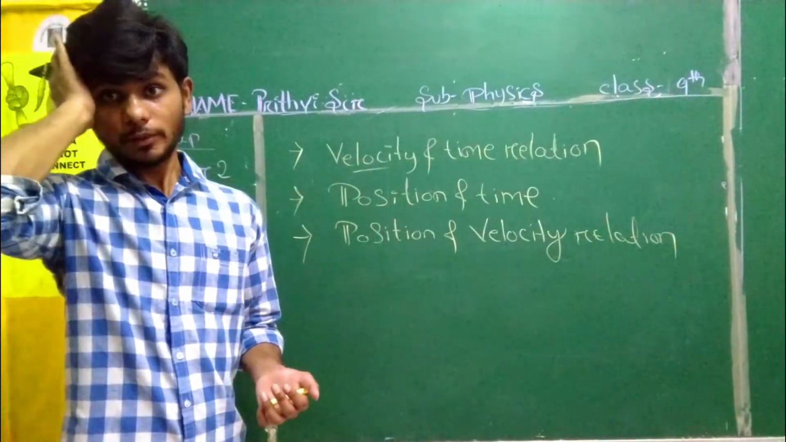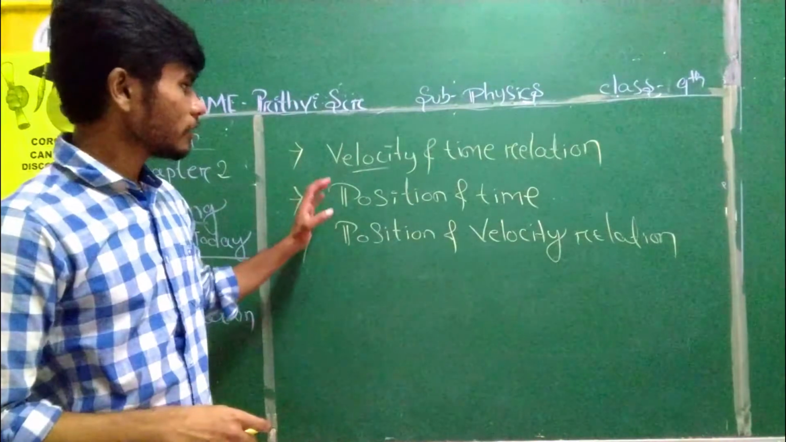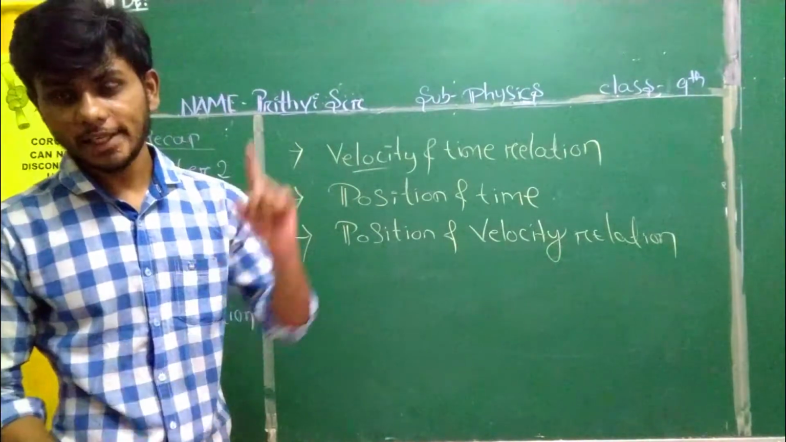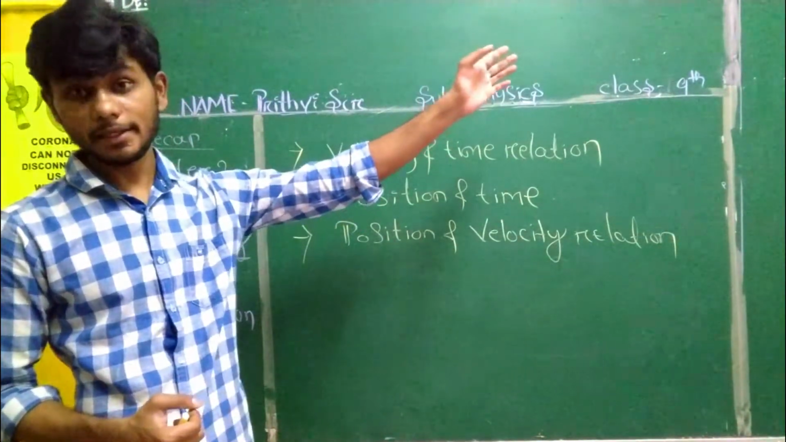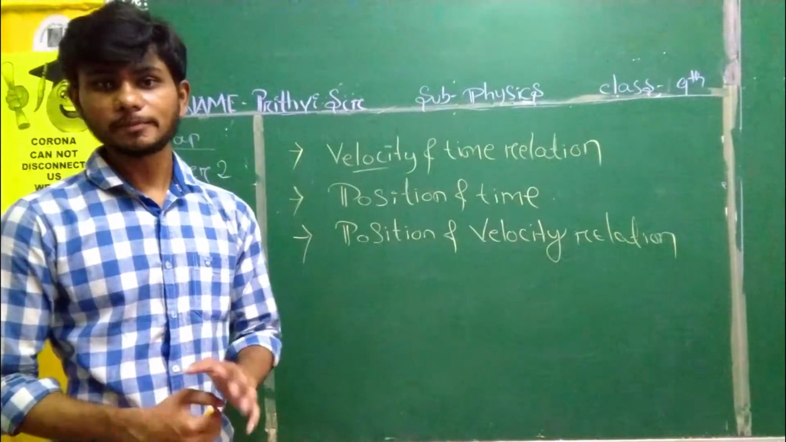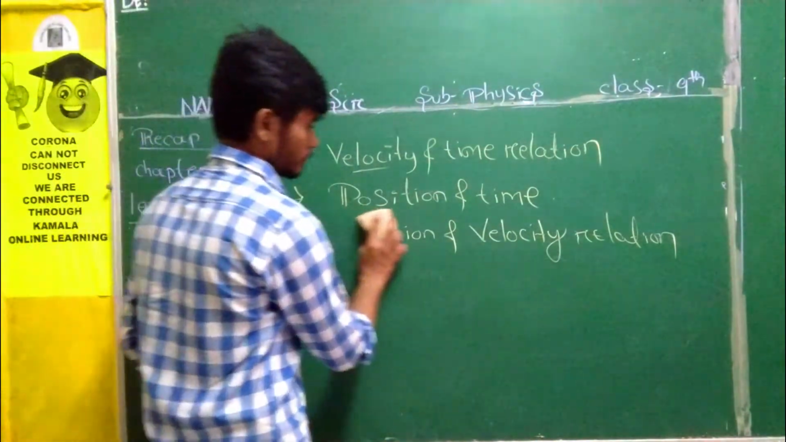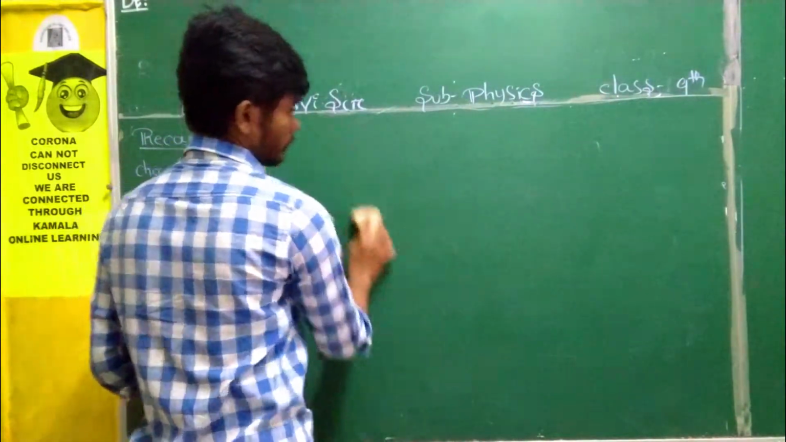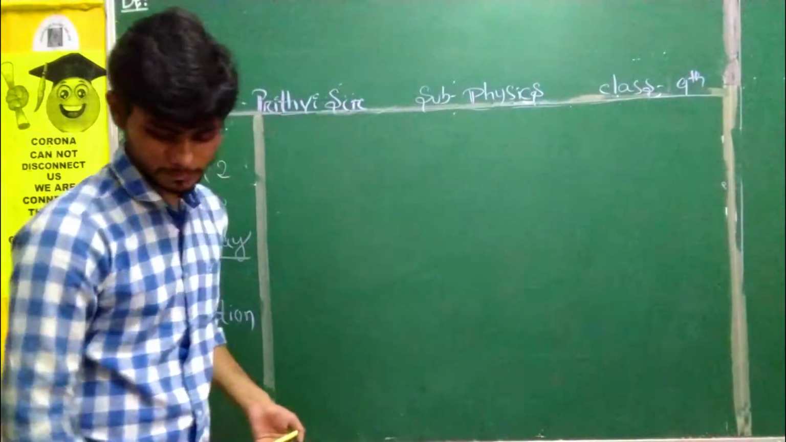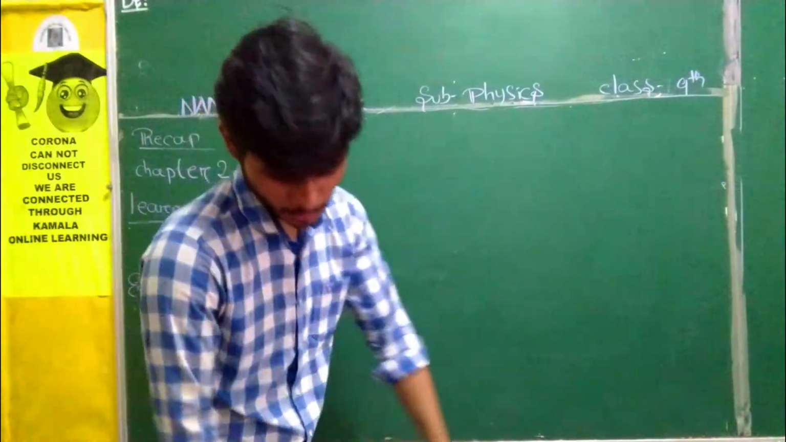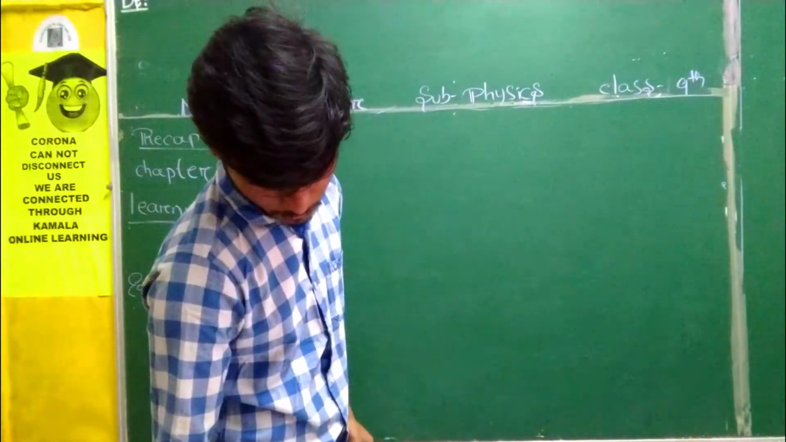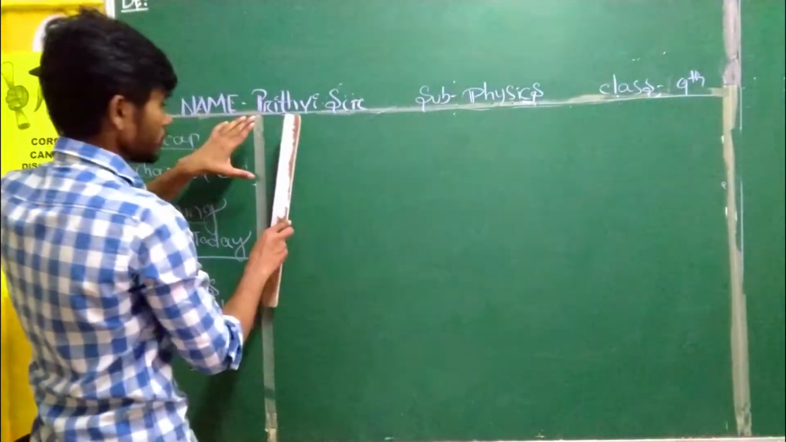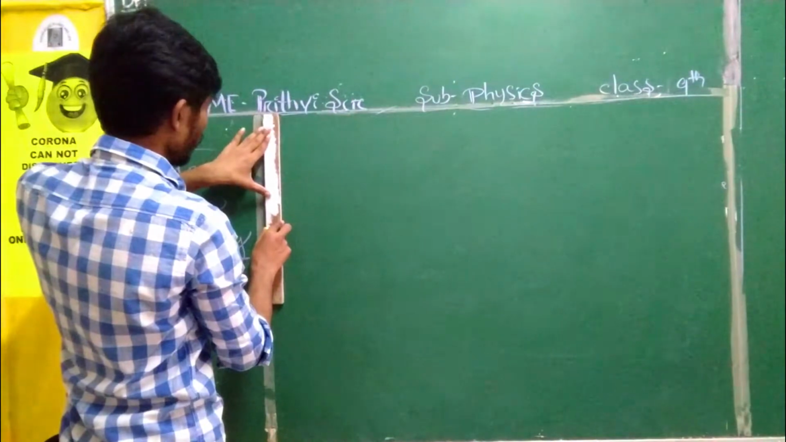So please pay close attention to it, students. Okay, first equation is velocity and time relation. We will draw one graph, and in that graph only everything will come, and I will write the derivations beside it. So please pay attention. So let us draw the graph. So here, students, first we will draw one velocity time graph, because the relation is between velocity and time.